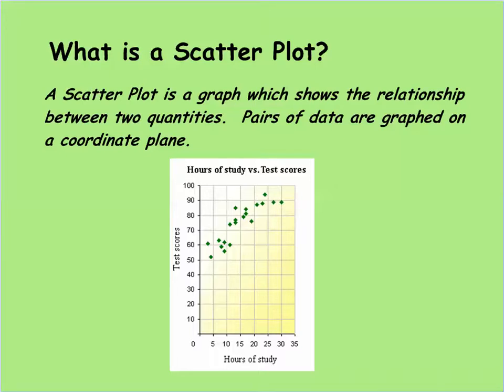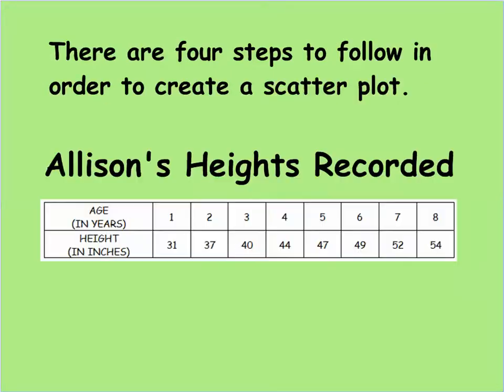Here is a scatter plot where the data pairs represent hours of studying and test scores. As we can see on the graph, the test scores increased as the number of hours of studying increased. There are 4 steps to follow in order to create a scatter plot.